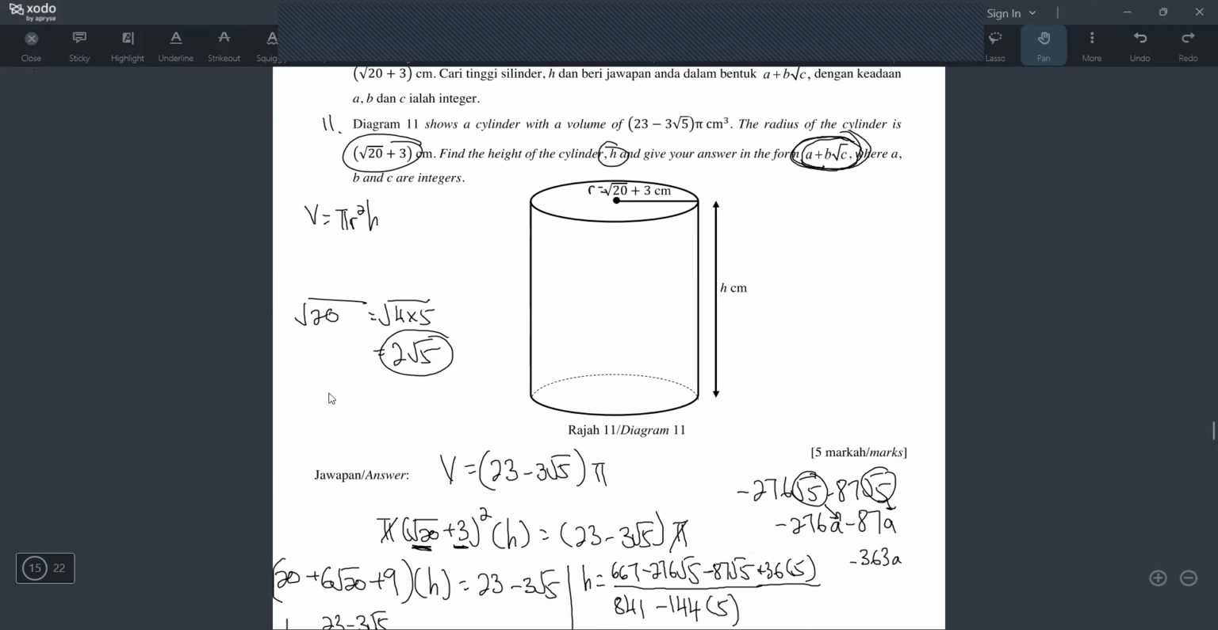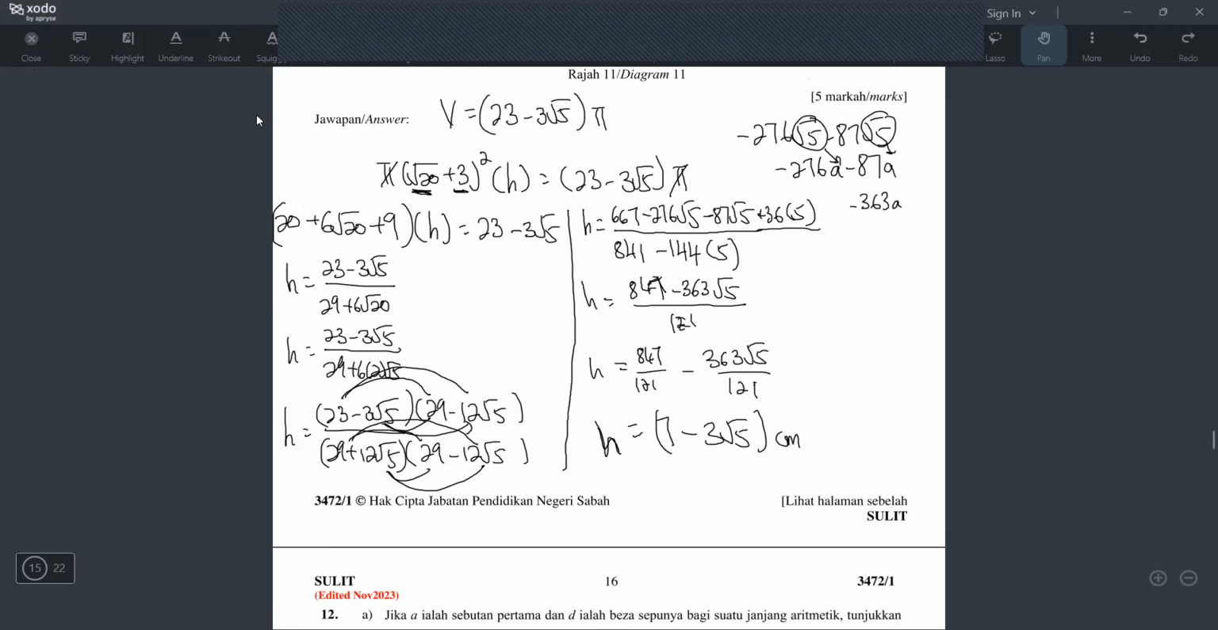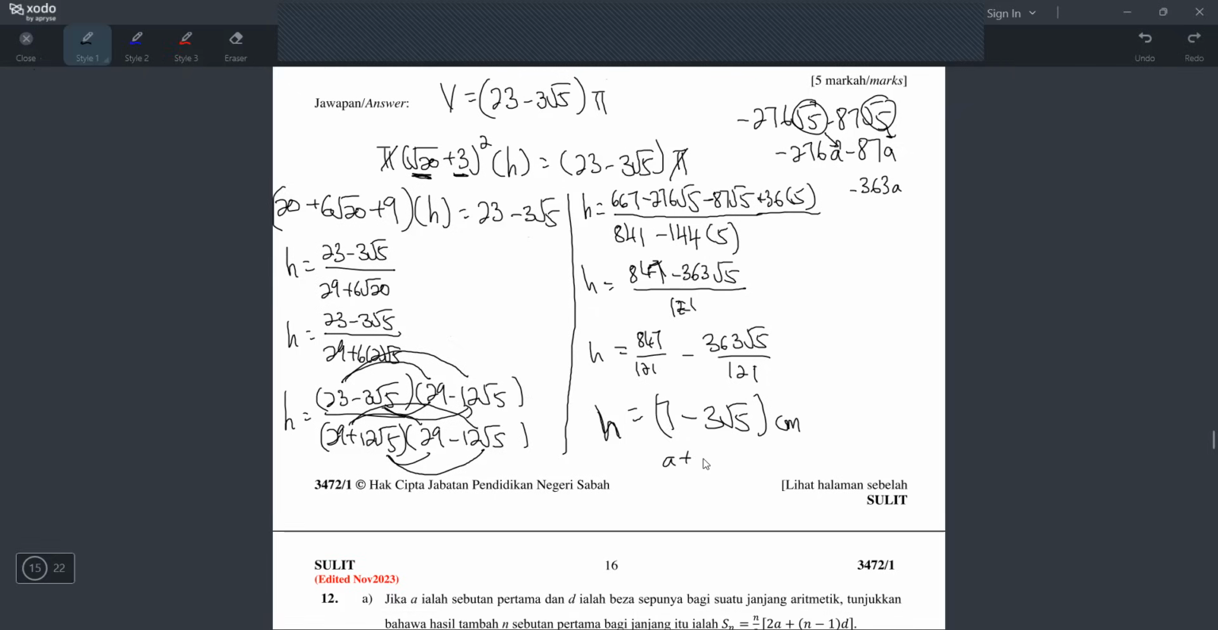Okay, and the height is in cm. Yeah. Okay, so they want me to give the answer in this form, right? A plus b square root c. And you can see my answer is really in this form. A plus b square root c. Right? So it means this is the final answer. Okay. Sudah siap.